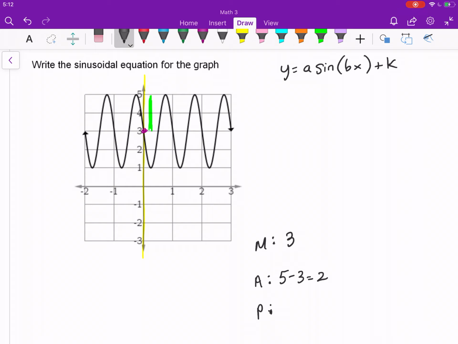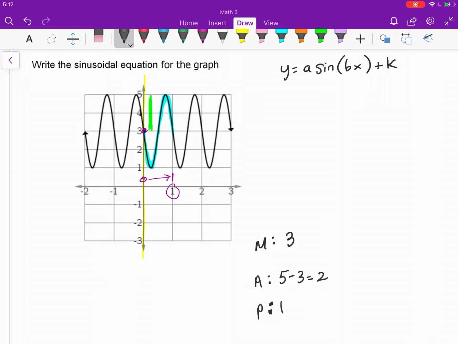And then our period is that horizontal distance of one full cycle. So I'm going to highlight one full cycle. You have to begin and end on the midline, but make sure you include both a max and a min. And I want you to note we're going from 0 all the way to 1 in that full cycle. So our period is just 1.